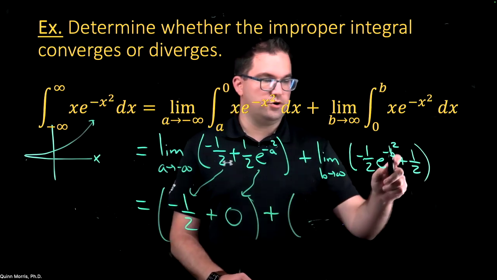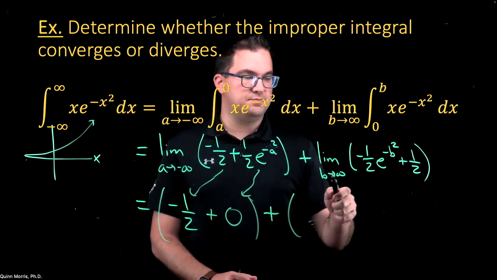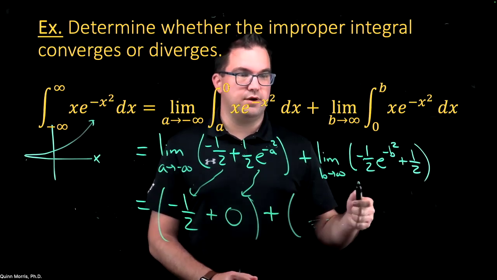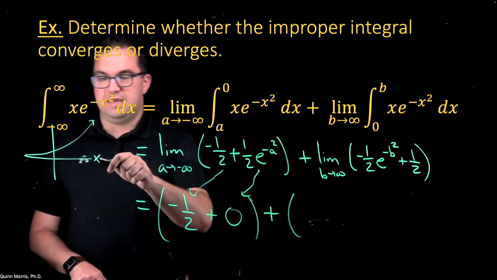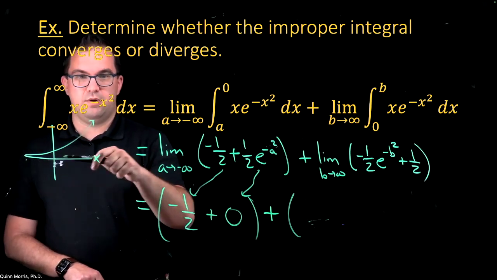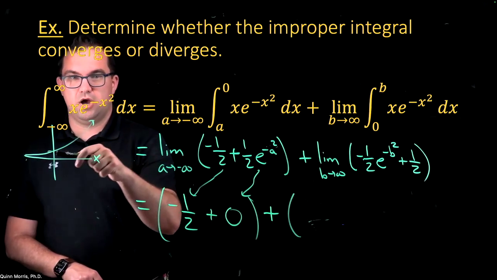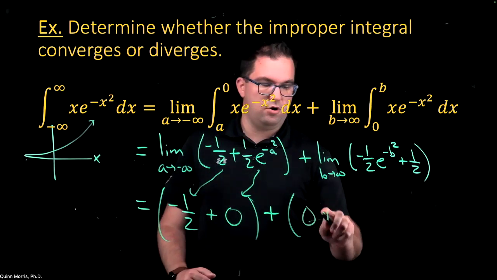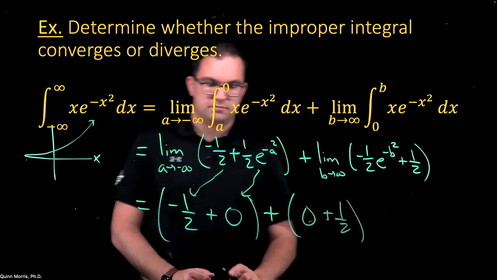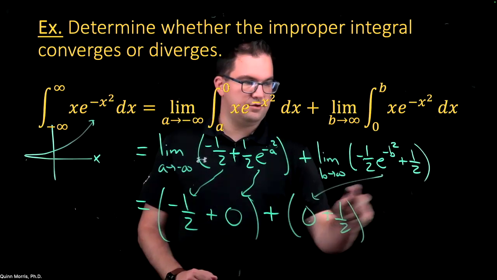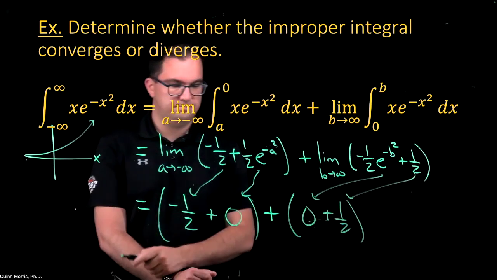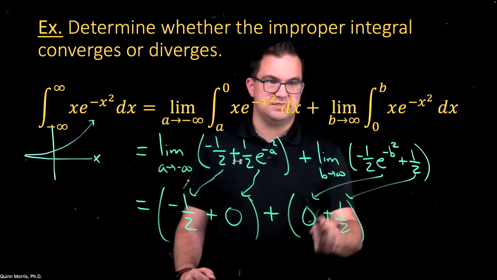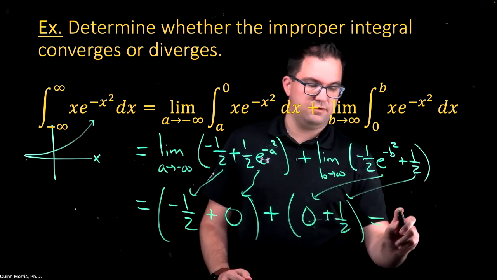Now for these second two terms, a similar thing is going to happen. As b goes to infinity, b squared goes to infinity. So minus b squared goes to minus infinity. E raised to the power of something going to minus infinity is going to go to 0. And so that's 0 plus 1/2. That's that term and that term. And now you end up with minus 1/2 plus 0 plus 0 plus positive 1/2.